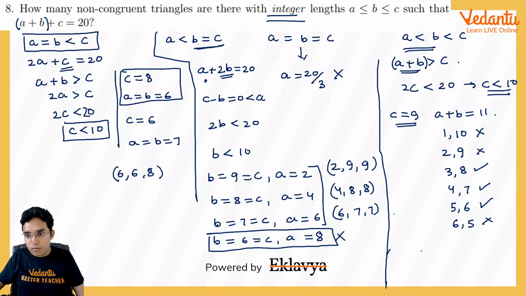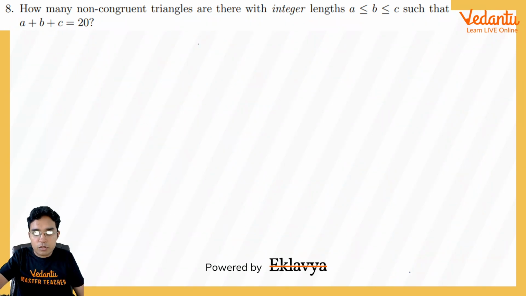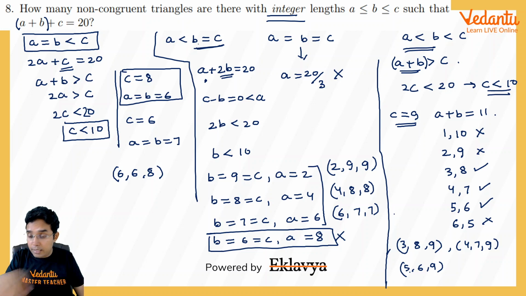So in this scenario what we have got, let me write those values also. So 3, 8, 9, definitely it is making a triangle. Then 4, 7, 9 is also making a triangle. Then 5, 6, 9 is also making a triangle. Now, what is the next possibility? I think C is less than 10.